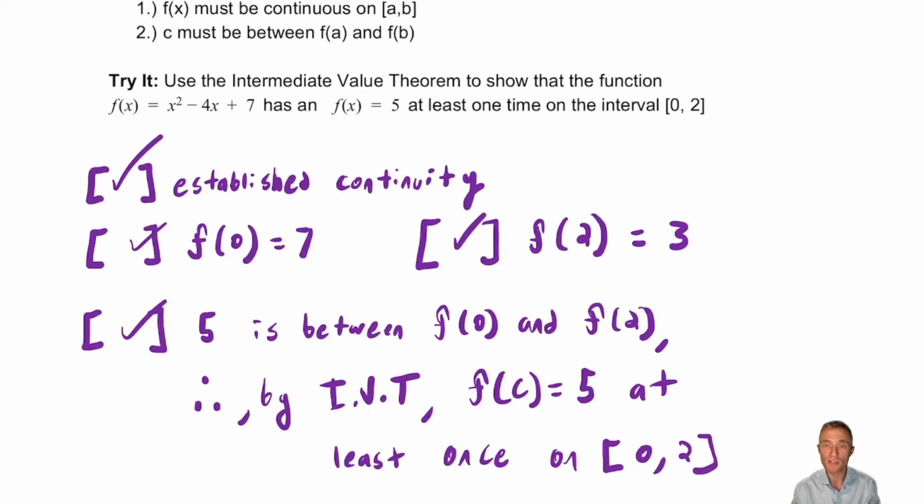you use those 2 pieces of information to say, hey, if I've got to get from 7 to 3 on a continuous function, I can't do so without passing through 5. And that has to happen on the domain 0 to 2. Therefore, by the IVT, I must have an f of c equal to 5 at least once.